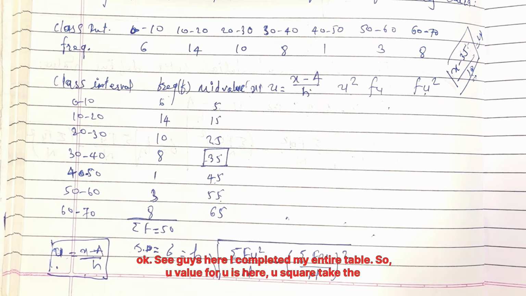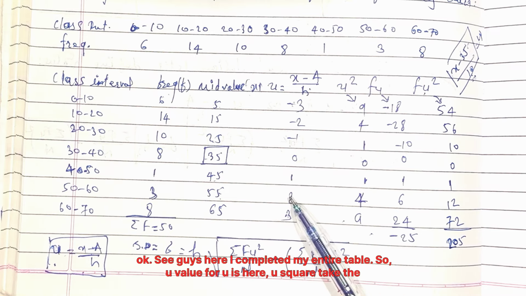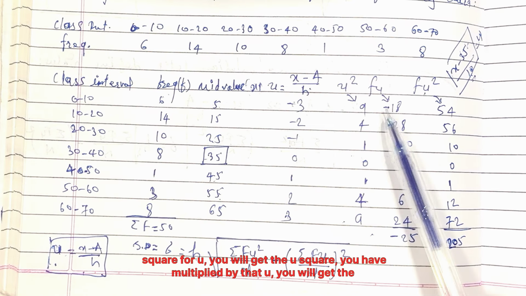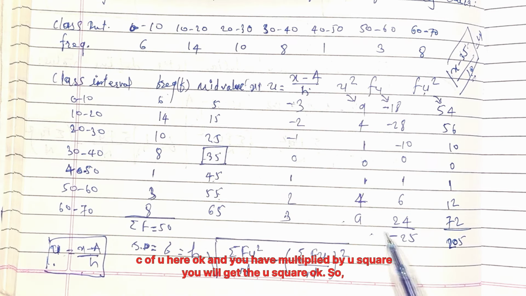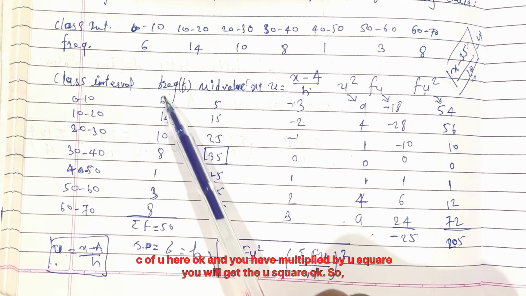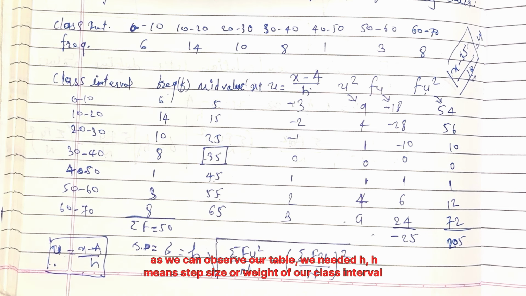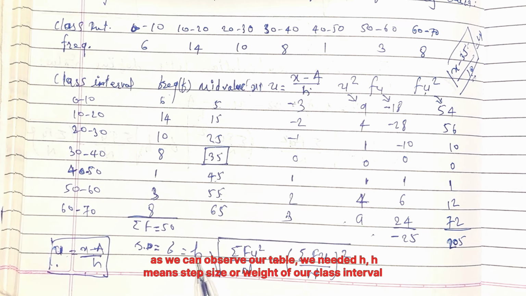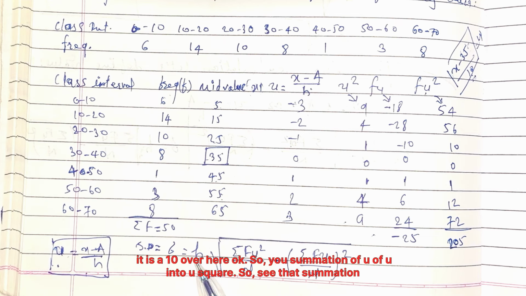See guys, here I completed my entire table. So the value for U is here. Take the square of U, you will get U square. F multiplied by U, you will get this FU here. And F multiplied by U square, you will get the FU square. As we can observe in our table, we needed H. H means the step size or width of our class interval. It is 10 over here.